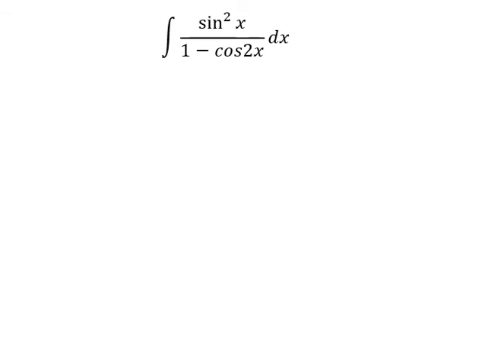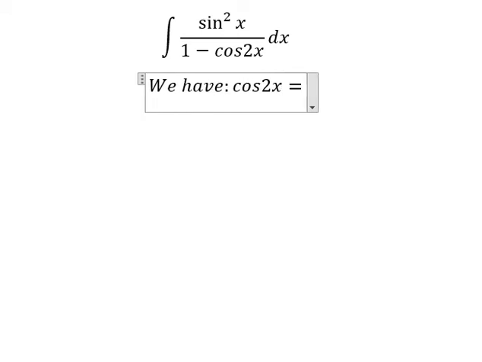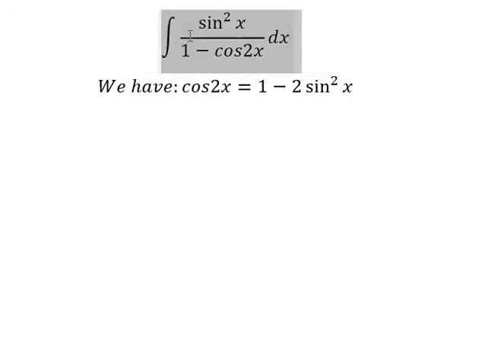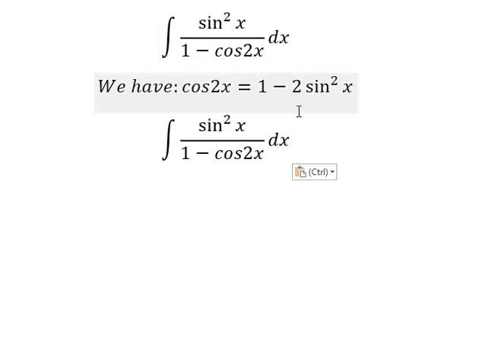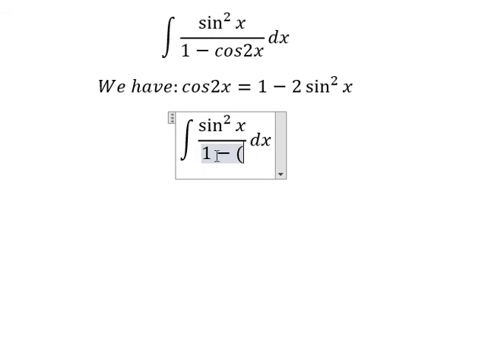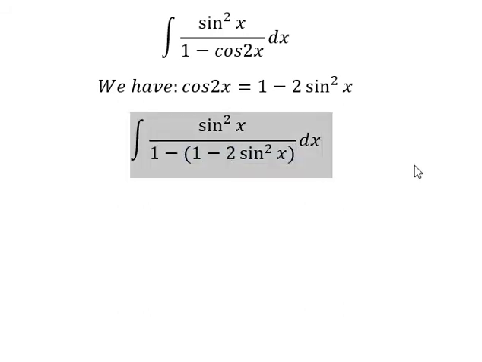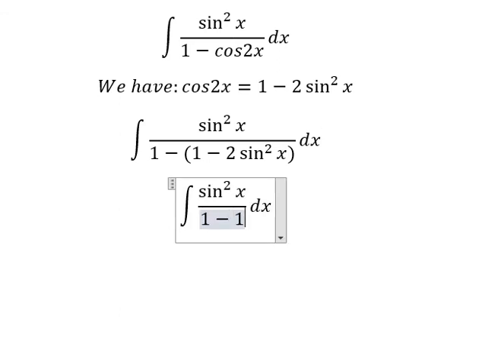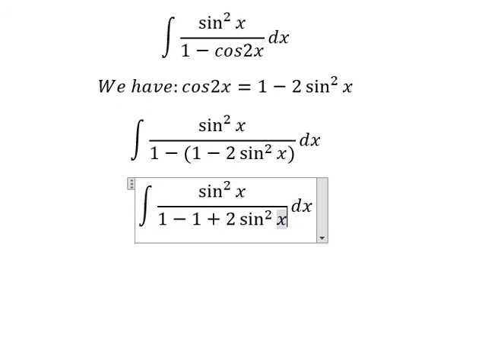We have the formula in here. Cosine 2x equals 1 minus 2 sine squared x. So I will put this one in here. And now I need to change the sign of this one. That's about negative 1 plus 2 sine squared x.